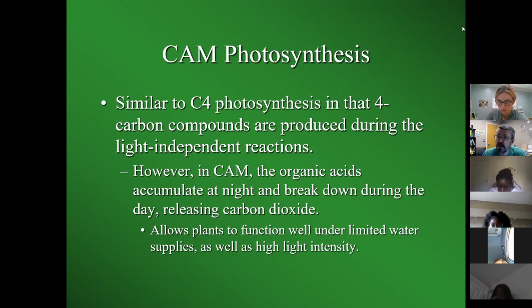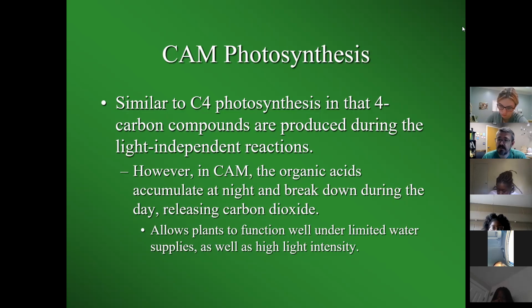CAM is also a C4 photosynthesis, okay? But it does things differently, so we call it by a different name, call it CAM. What it does is something very similar to C4 photosynthesis, but instead of breaking things into two different locations, mesophyll cells and bundle sheath cells, it does things at different times. It does things at night and then during the day.